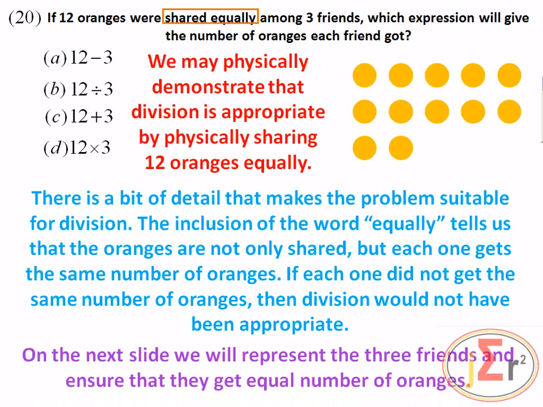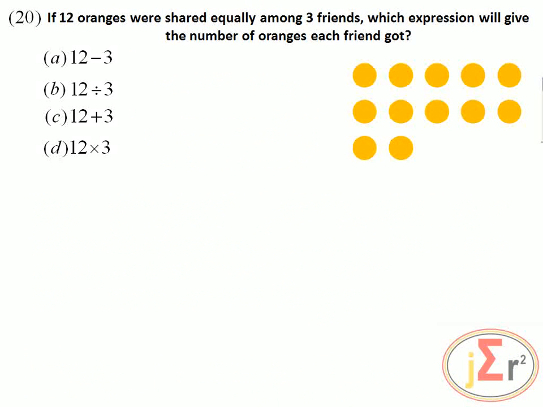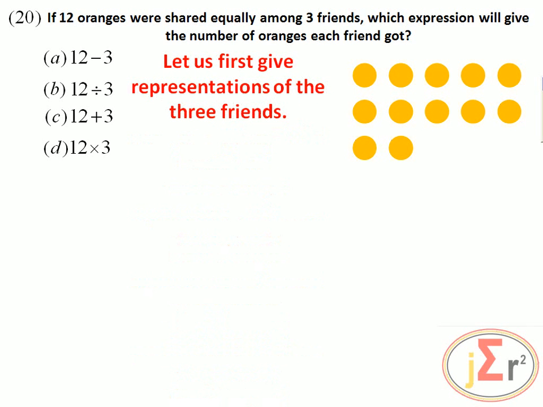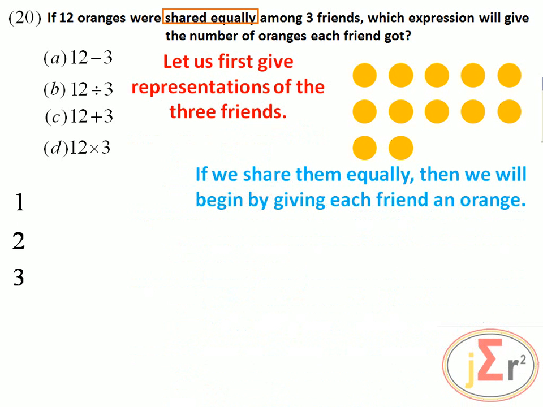On the next slide, we will represent the 3 friends and ensure that they get an equal number of oranges. Let us first give representations of how many friends? 3 friends. There we have the 3 friends. Shared equally. If we share them equally, then we will begin by giving each friend an orange. That means each friend must get an orange to begin with. Is that right? Yes.